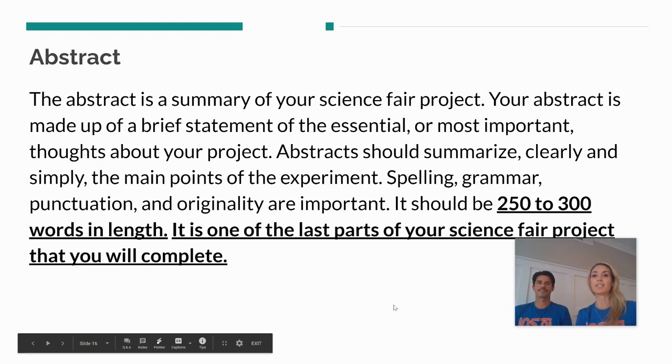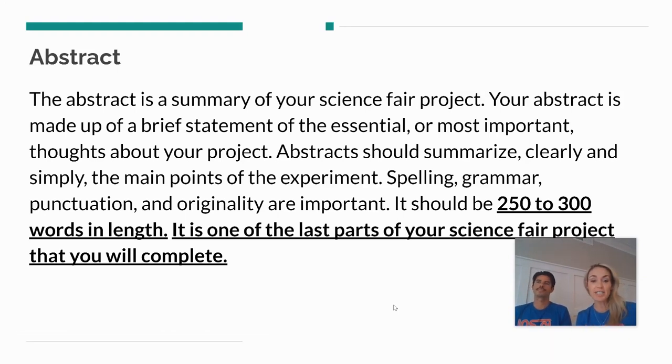On this slide, you are going to present your abstract. The abstract is a summary of your science fair project. Your abstract is made up of a brief statement of the essential or most important thoughts of your project. Abstracts should summarize clearly and simply the main points of the experiment. Spelling, grammar, punctuation, and originality are important. It should be 250 to 300 words in length. Be sure to complete this at the very end of your science fair project.